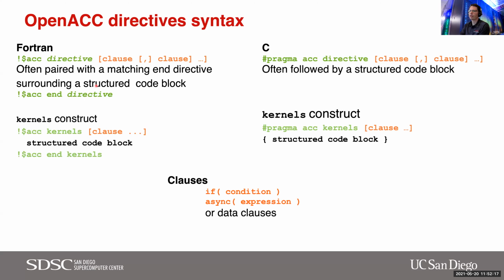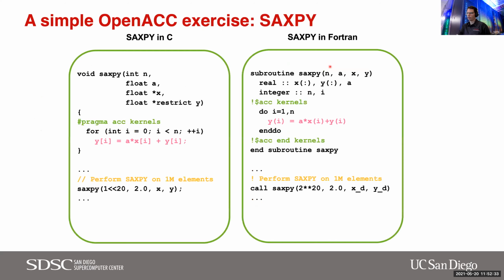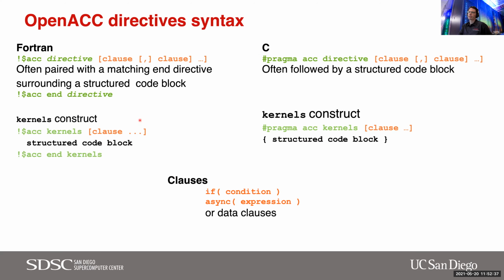So in Fortran, you have these directives that are often paired with a matching end directive surrounding a structured code block, right? Like this for loop, you have a structured code block following this pragma acc directive, for instance, that we had on the slide before, this pragma acc kernels in this case. And so this kernels construct instructs the compiler to generate a kernel that computes on the GPU. Then you have clauses that you can add, like if a certain condition is met and so on.